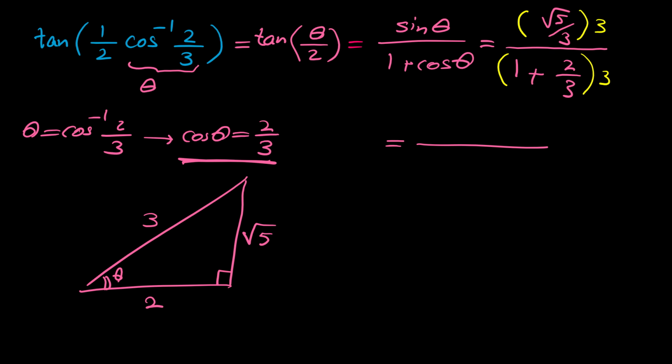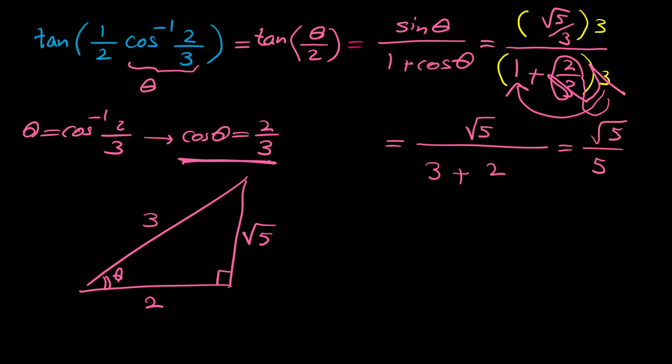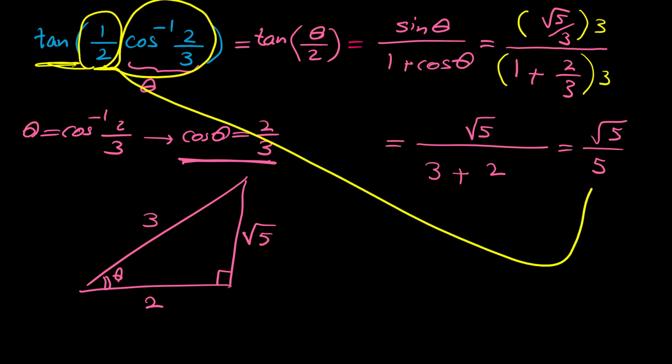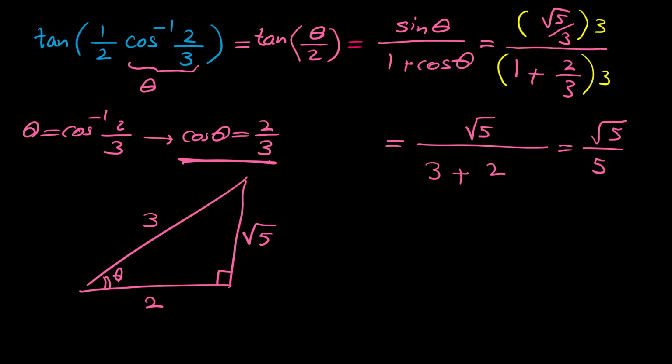Radical 5 over 3 times 3 is radical 5. This is the numerator. For the denominator, 3 times 1 is 3, and 3 times 2 over 3, the 3s cancel and we have 2. So the final answer is radical 5 over 5. So tangent of 1/2 cosine inverse of 2 over 3 is radical 5 over 5.